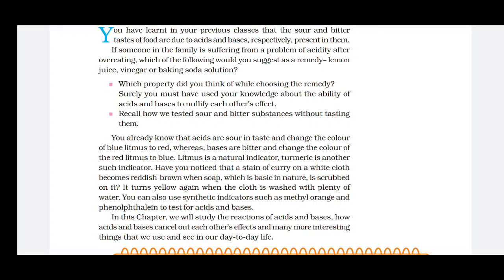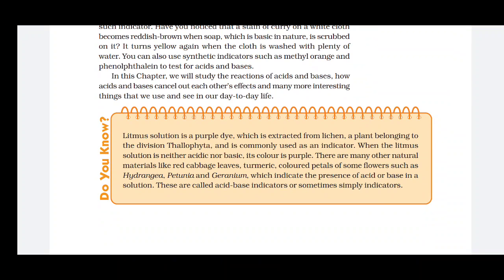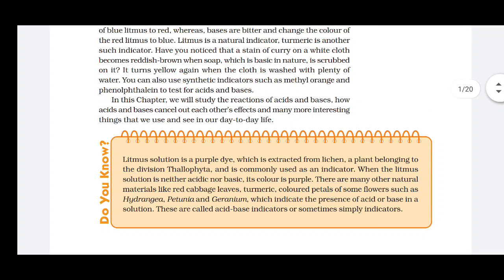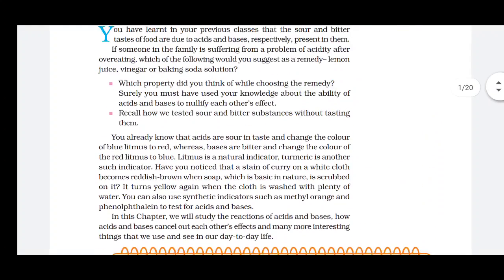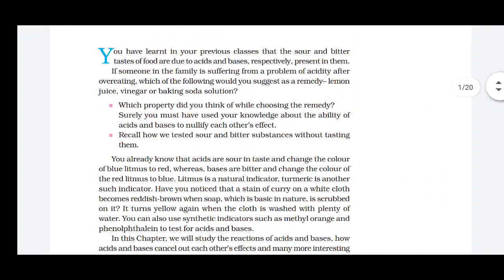Now, what is a blue litmus paper? Blue litmus paper is a kind of paper which is used to check whether the substance is acidic or basic. This litmus paper is made up of a purple dye which is extracted from lichens. Lichens belong to the Thallophyta division and it is used as a common indicator. So acids are sour in taste and they change the color of blue litmus paper to red.